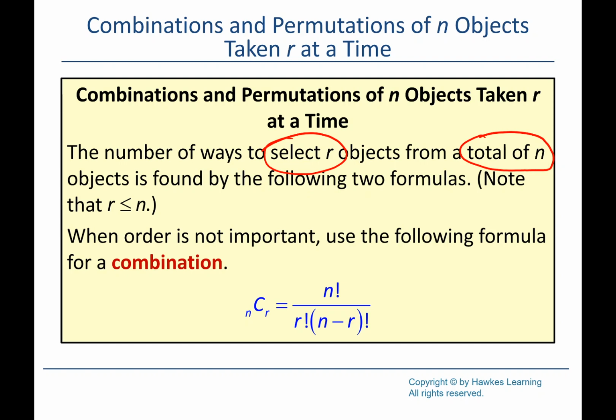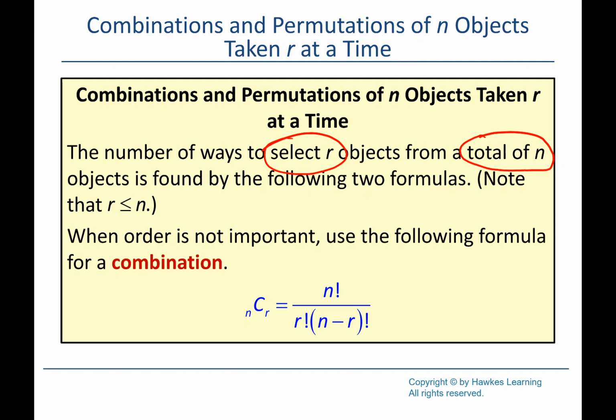If that's the case, there's some notation that goes along with it, but we really don't care in here. We just take our total number factorial over our choosing number factorial times the total minus the choosing number factorial. That's combinations.